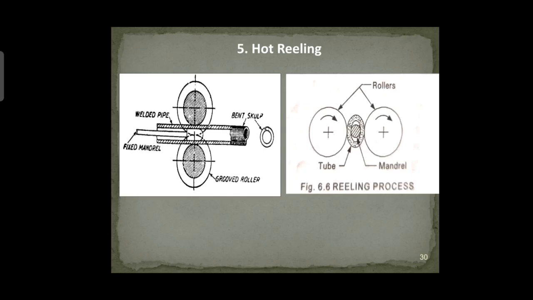In hot piercing, the main condition is to produce seamless tubes by introducing the mandrel in between the solid billet by rotation of the rolls. So that is how you can produce the seamless tubes. Whereas in hot reeling, the main purpose is smoothing the surface of the tube.